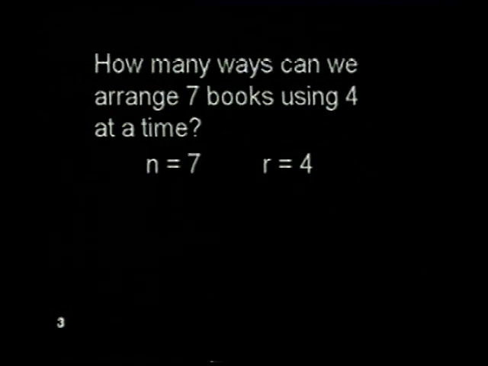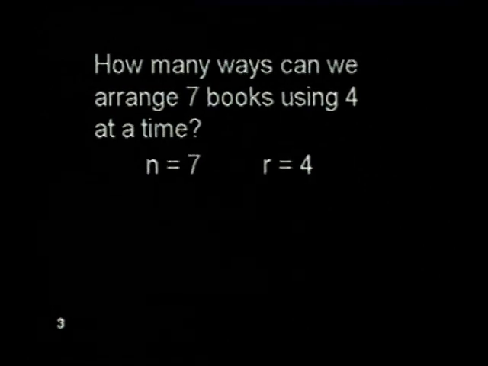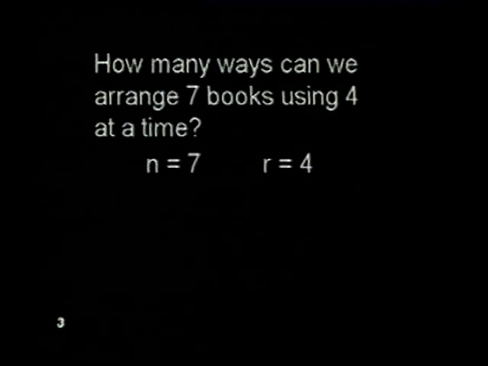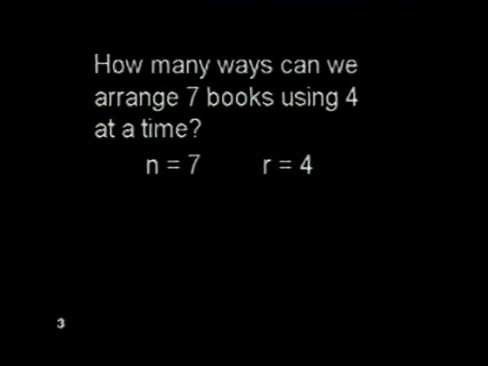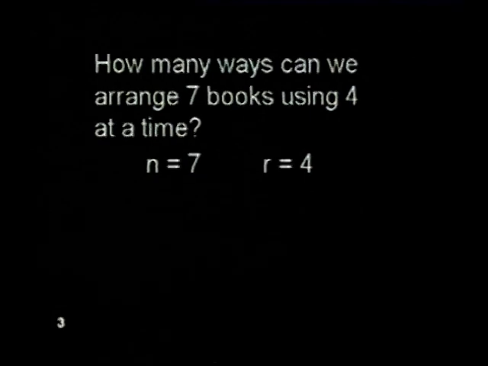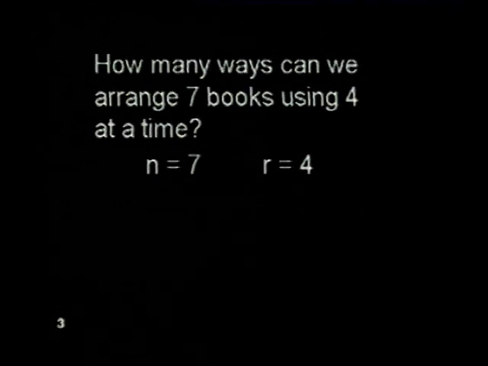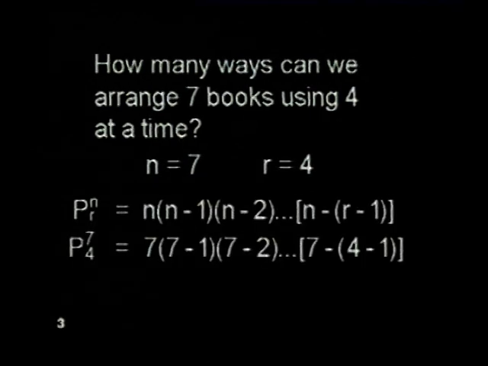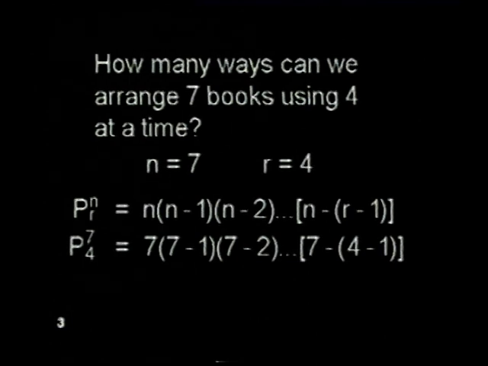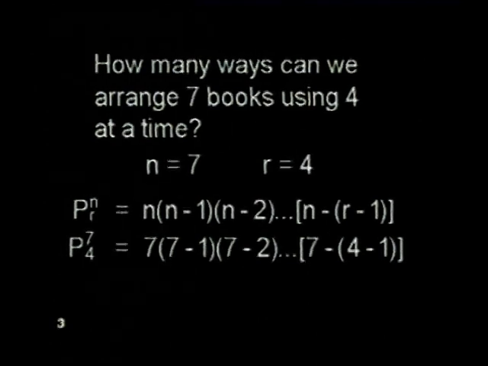To find the number of ways 7 books can be arranged using only 4 books at a time, we use the permutation formula. In this problem, N equals 7, which is the total number of books. R equals 4, because we are using 4 books in each arrangement. Let's substitute these values into the formula.